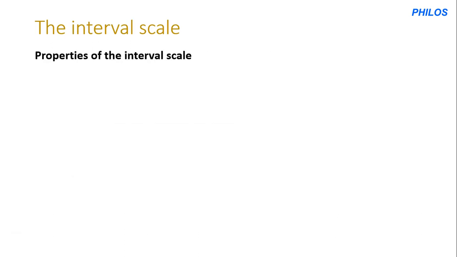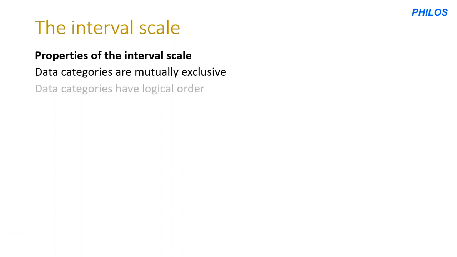Now, let's look at the properties of the interval scale. Data categories are mutually exclusive here. You cannot have a temperature of 60 and 70 for one thing at the same time. Also, data categories have logical order. If it is 36 degrees somewhere and 30 degrees somewhere, you can see that a temperature of 36 degrees is more than a temperature of 30 degrees.